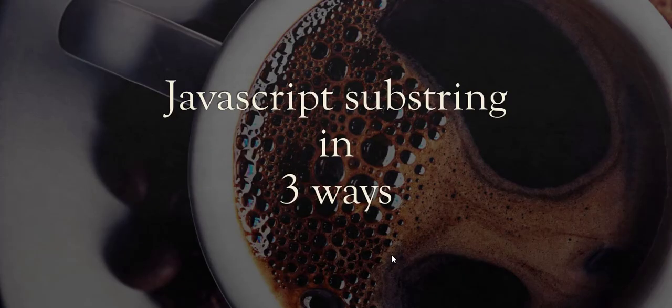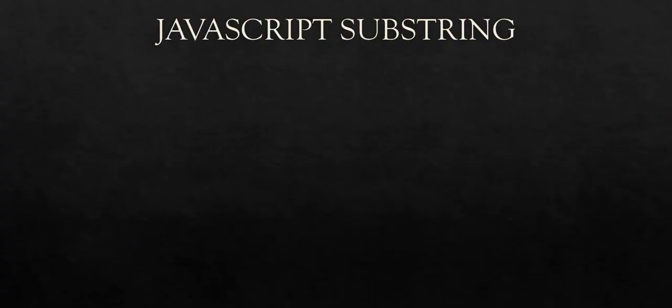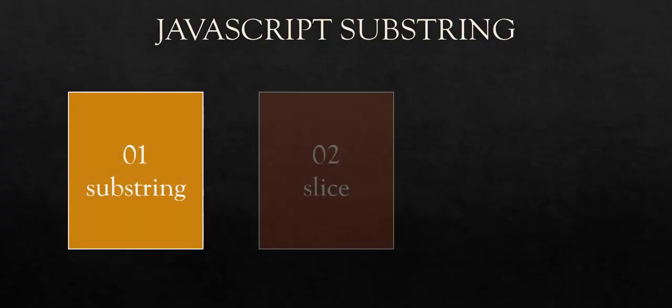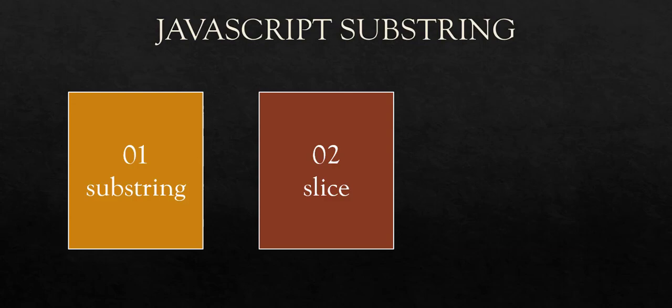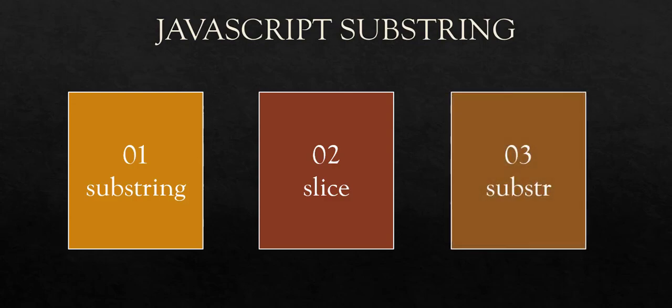In this video, you will learn 3 different ways in JavaScript to extract a substring from a string. Substring means a set of characters that are part of its original string. First one is substring function, second will be slice function, and last will be substr function.